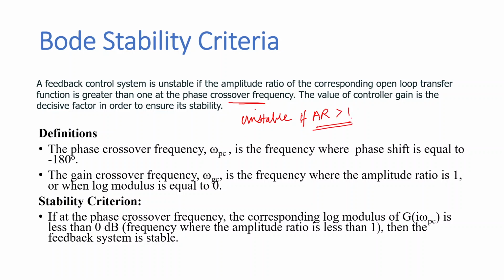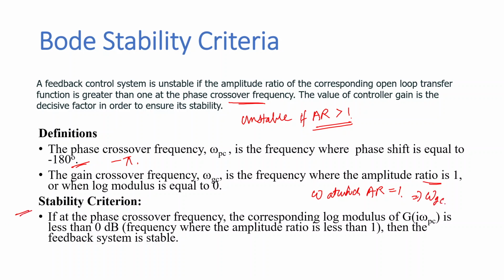And we define this phase crossover frequency as the frequency where the phase shift is equal to minus 180 degrees, that is minus pi. The other critical frequency is the gain crossover frequency, which is the frequency at which the amplitude ratio is 1. That is, the omega at which the amplitude ratio equals 1 is our gain crossover frequency.